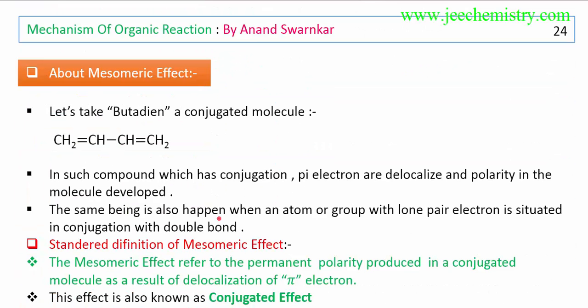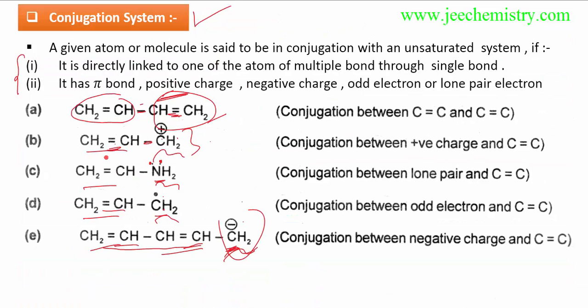Now we will learn about the mesomeric effect. Let's take butadiene as one example. By this example, we will learn about the mesomeric effect. This is a conjugation system, with double bonds in alternate positions. This is the same example like this. This is a conjugation system.